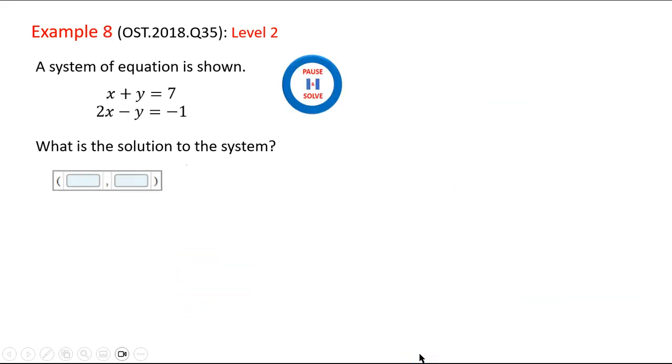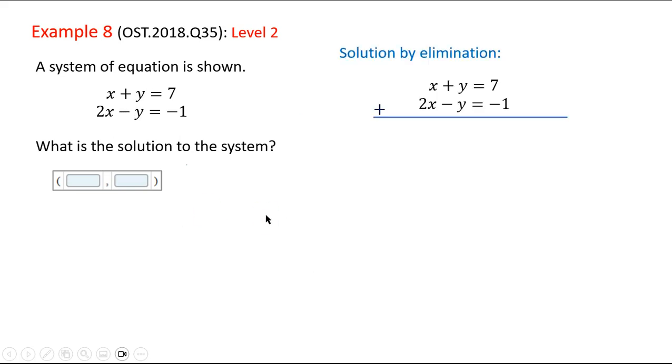Example number 8. A system of equations is shown. What is the solution to the system? See, when you see something like that, and that's in 2018, question number 35, don't try to use graphing because you might not get it right. Look, these cancel when you add them together. That's called elimination. So put them together and add the two equations. This is gone. 3x equals 6. Divide by 3. x is equal to 2.